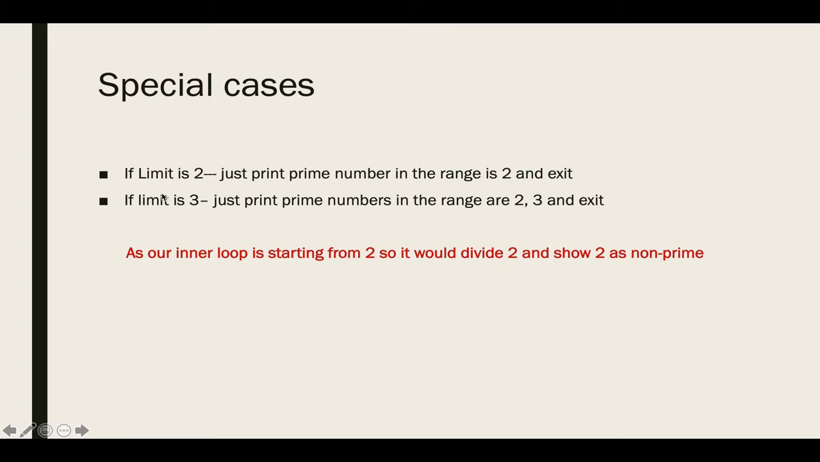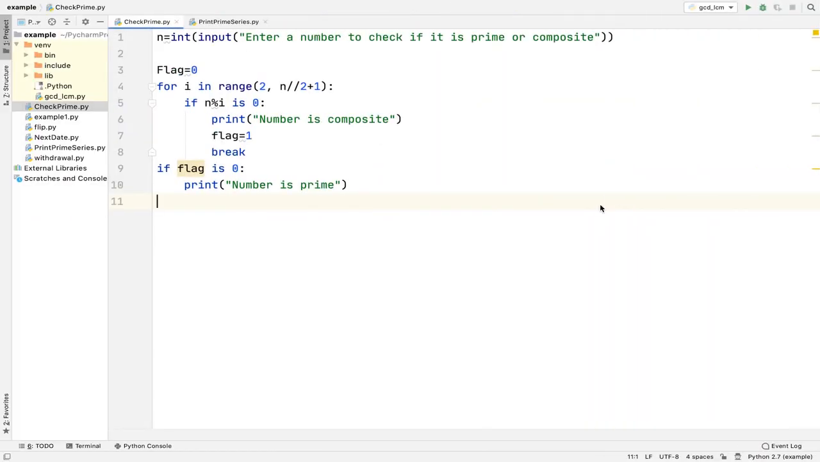So we will have, just after entering the limit, we will check if the limit is 2, then we will just print the prime number in the range is 2 and exit the program. And also if the limit is 3, there is no need to go in the loop. We will just print the prime numbers in the range are 2 and 3 and exit our program. So these are the two special cases. Now let us move on to our program.